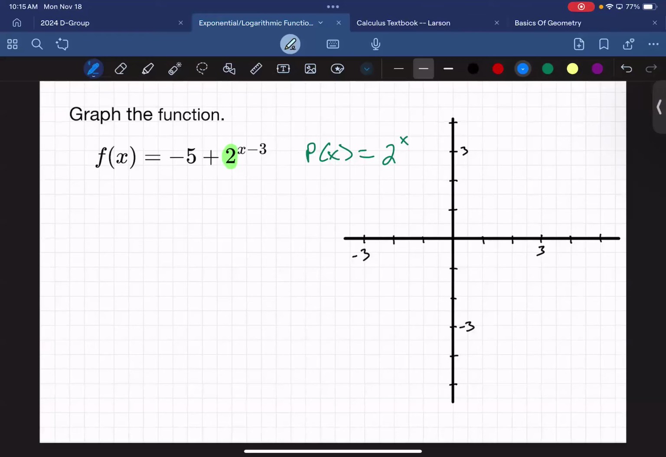But we're not graphing 2 to the x, right? We have -5 plus 2 to the x minus 3, sorry. With that said, then we need to identify our transformations. So we're going to look at some horizontal transformations and some vertical transformations. What is someone getting here?